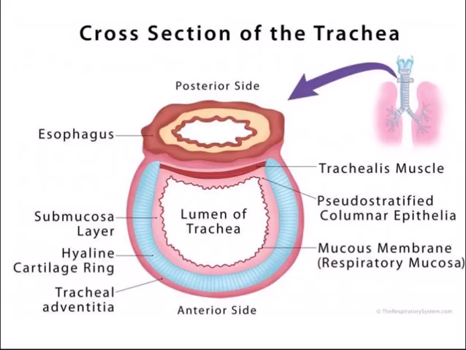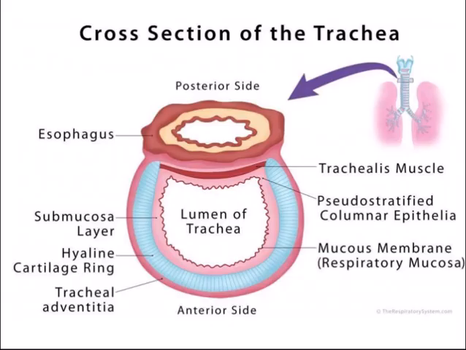And then submucosa, dense irregular connective tissue. It's kind of different. It has an irregular connective tissue. Contains mucous glands. Its function is to moisten air. And then cartilage. We have the cartilage is a hyaline cartilage ring. It's C-shaped, incomplete posteriorly. Maintain air patency. This is the most diagnostic feature of trachea.